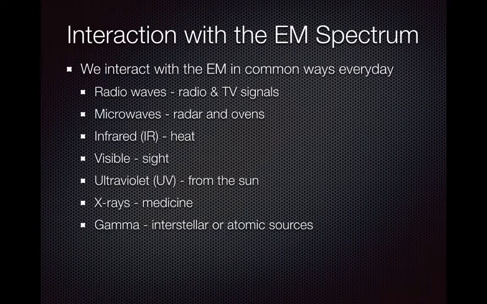Then we have gamma radiation, which comes from interstellar or atomic decay sources and nuclear sources. Extremely high energy light. Generally, it does not pass through our atmosphere. The Earth's magnetic field tends to steer away most gamma sources. However, every once in a while, a gamma ray does come through, and it generally passes through everything, possibly just passing right through the whole Earth itself. So really interesting stuff there. This is a lot more physics stuff than chemistry stuff, but it's good to know what we've got there in the electromagnetic spectrum.